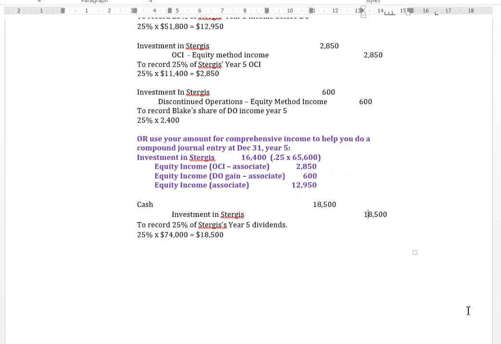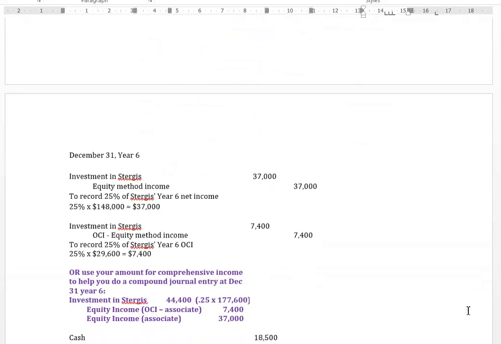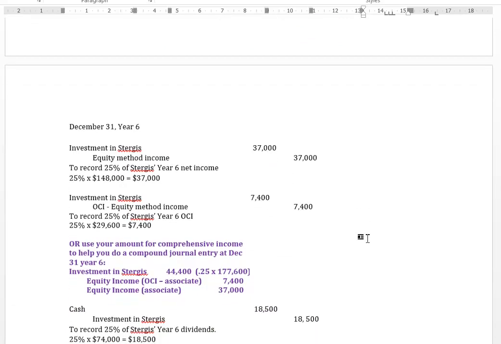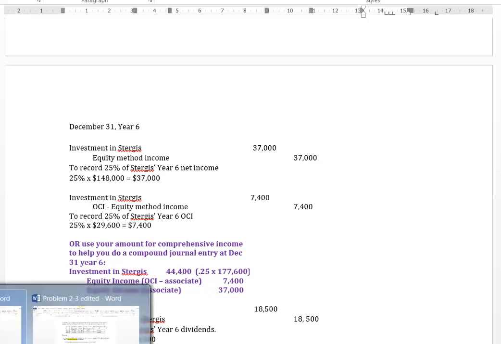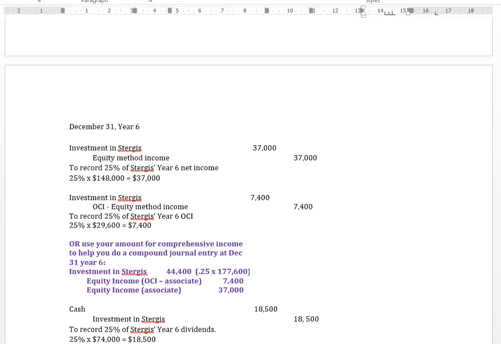next part. Let's have a look at year 6. So again, if we had to make the entries, don't forget I'm not making an entry to take any pro rata share of a discontinued operation, because you remember in the question we didn't have a DO in year 6. Right, there was no discontinued operation, so I'm not making that entry. So I'm really only going to make 2 entries now as Blake. I'm going to debit the investment in Sturgis, which is my balance sheet account, for $37,000 and credit my equity method income.